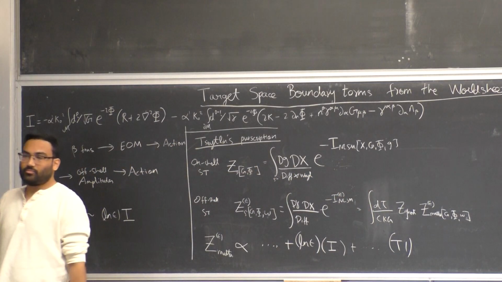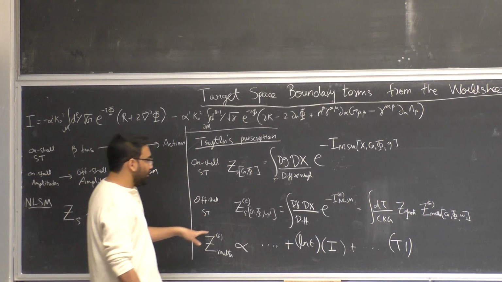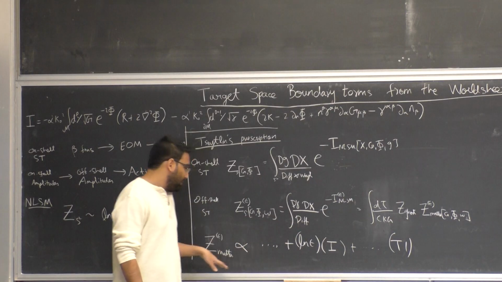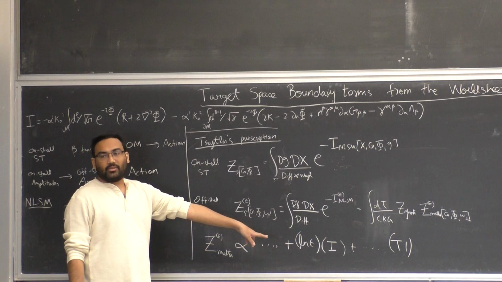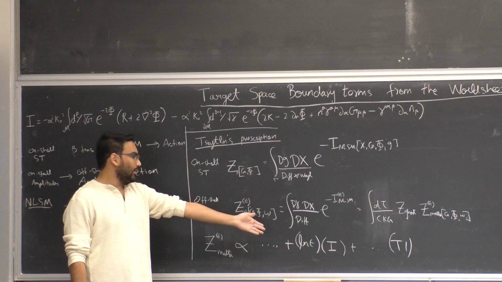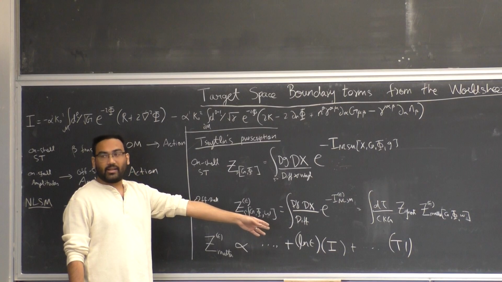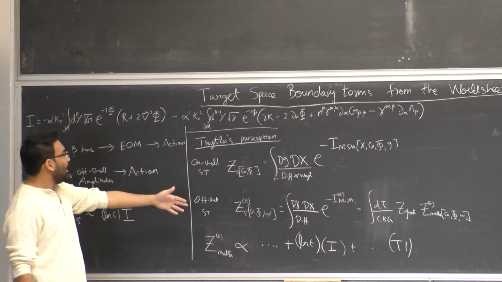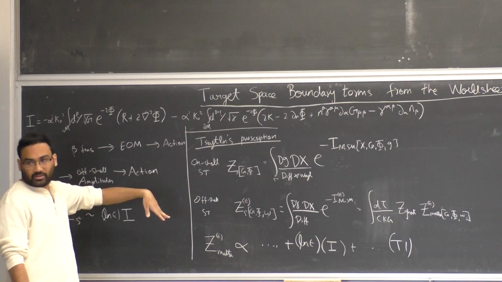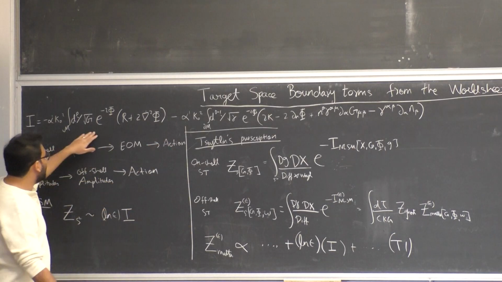Fine. So you take the off-shell partition function, define it in this particular way, and extract the logarithmic divergence, and the coefficient of the logarithmic divergence you will find is the action for the target space-time fields. That is the prescription, and that is what was used to derive this.